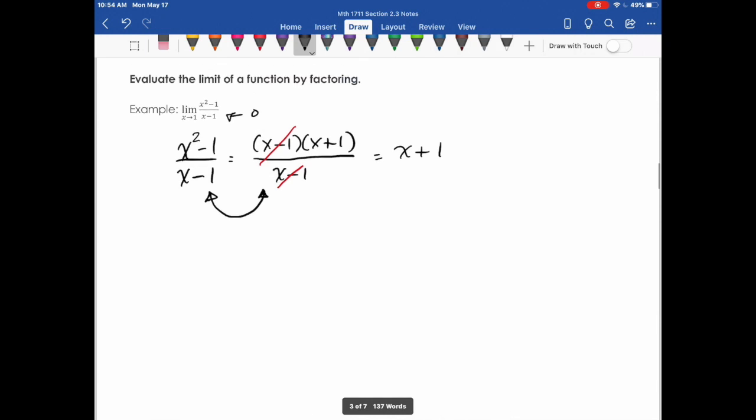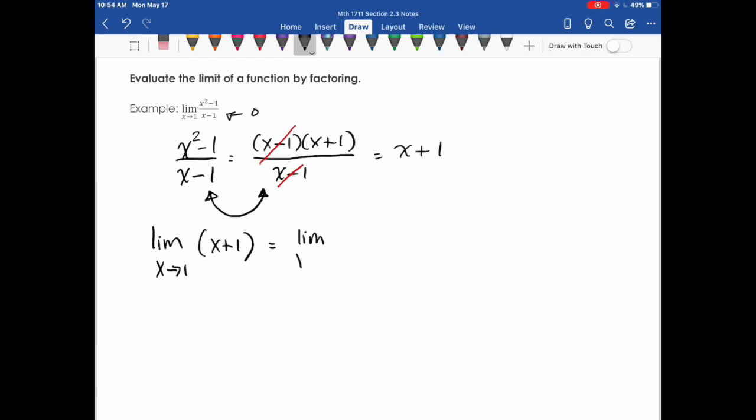So now what I can do is I can take the limit as x approaches 1 of just the function x plus 1, knowing that I rearranged it in a way so that their limits are equal, but I don't have to worry about getting 0 in the denominator. So now I can use the limit laws here. So I'm going to break this up, this sum, into the limit as x approaches 1 of x plus the limit as x approaches 1 of 1. Now I can use the limit laws because I'm not worried about dividing by 0. And so now I'm going to get 1 plus 1, which is 2.